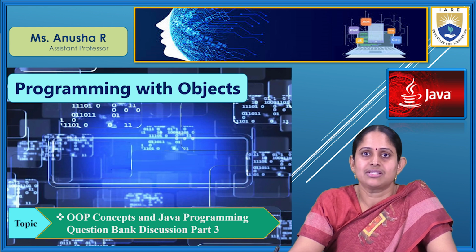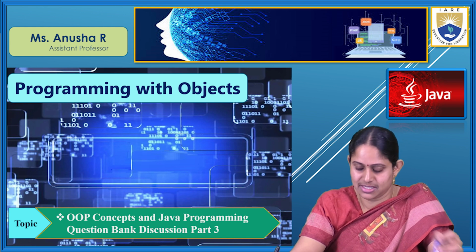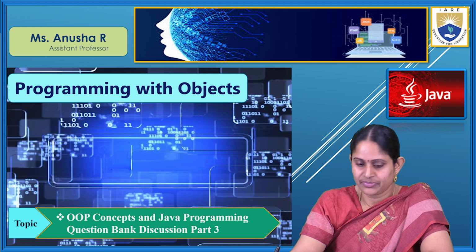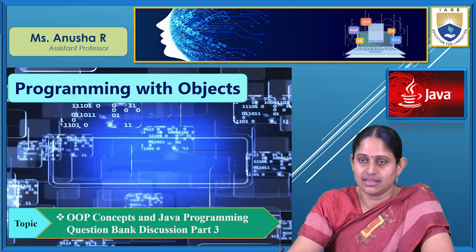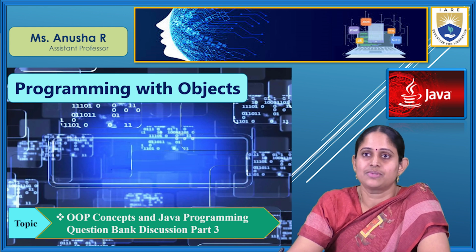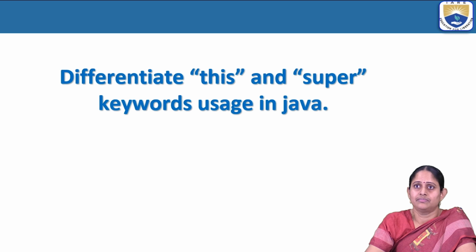In my videos, I am discussing programming with objects, which is based on Java. And now we are discussing the question bank regarding the first unit, which is OOPS concepts and Java programming. So the first question is to differentiate the usage of the this and super keywords in Java.